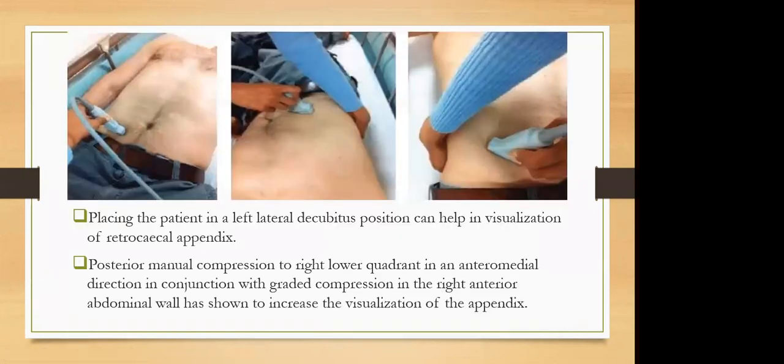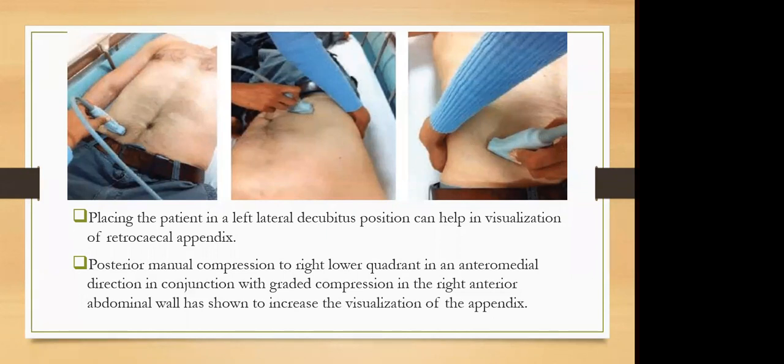Another thing is placing the patient in the left lateral decubitus position can help in the visualization of the retrocecal appendix. Because the appendix is behind the cecum, if you look from the supine position, you won't be able to see it. So if you turn the patient, you put the patient in the left lateral decubitus, it will help you to visualize the appendix.